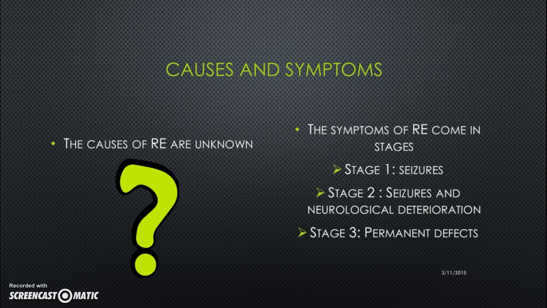Stage 1, intractable seizures. Intractable seizures are seizures that cannot be controlled or treated with medications. Stage 2, the seizures become more frequent and neurological deterioration begins to set in. Stage 3, permanent defects. Permanent defects such as hemiparesis, which is severe weakness of one side, cognitive deterioration, which will affect your memory and thinking, hemianopia, which is blindness, and aphasia.